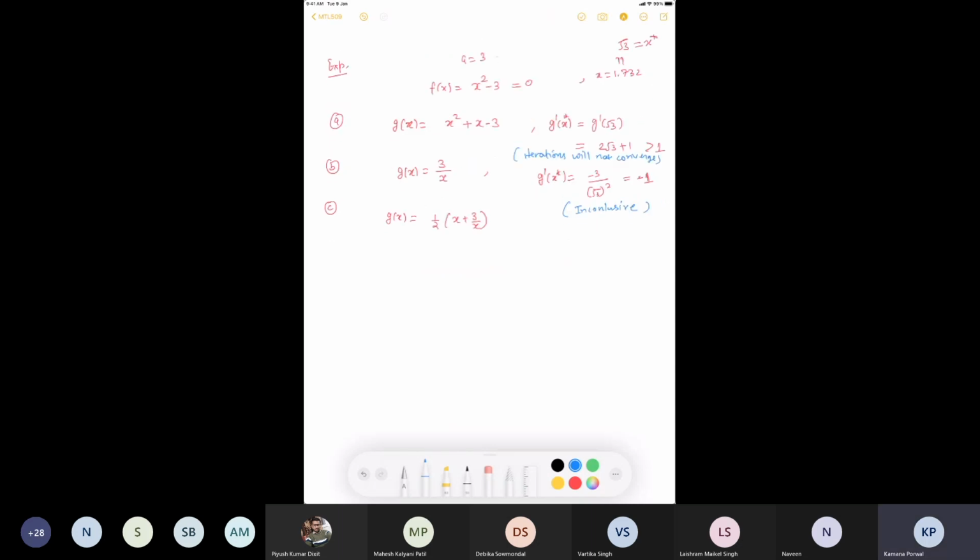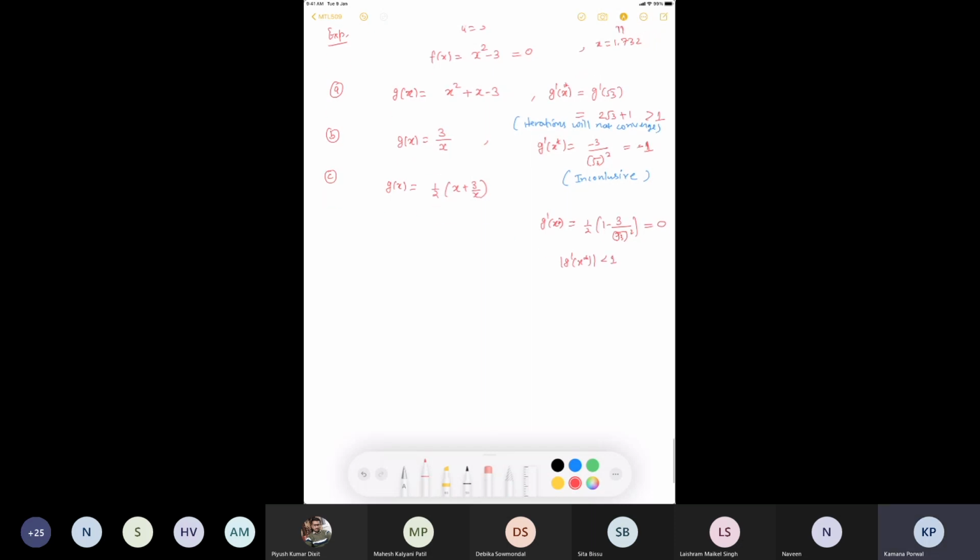And what happens in this case? So what is g prime of the x star? So this is going to be 1 by 2, 1 minus 3 divided by root 3 square, right? So this is going to be 0. So this falls in our setting, where we want mod of g prime of the x star to be strictly less than 1. So in this case, we will have the convergent sequence.